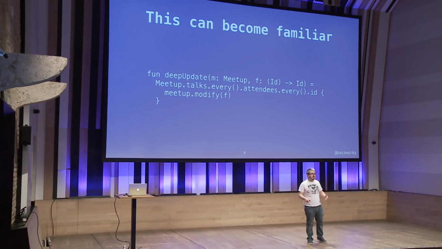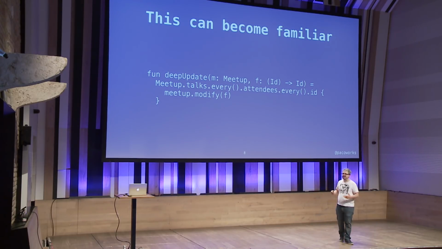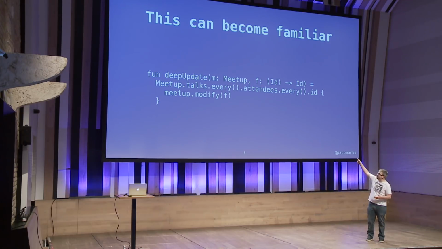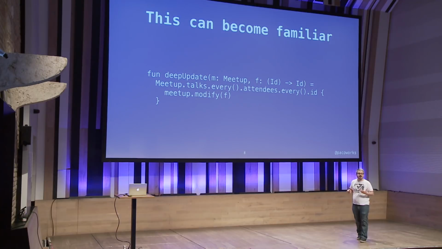So you can say, hey, here's a meetup that now has an extension function called modify that takes a function from ID to ID. So basically, you have opened up a scope where you can do these transformations as if they were mutable fields within mutable fields. And all the copy, traversal, map, and everything else is being done for you behind the scenes. So I believe that this is something that can become familiar to people.